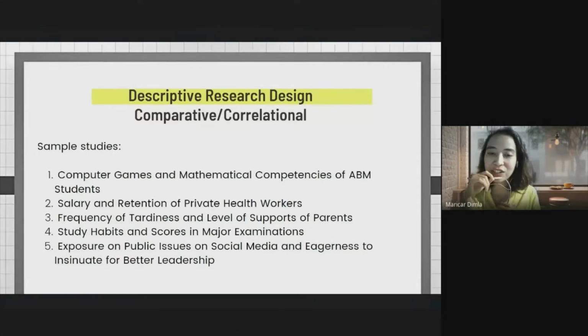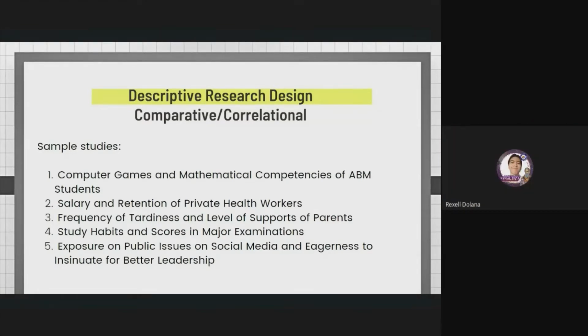A while back, class, on our sample studies, the respondents also functioned as the variable of the study. This time around, class, in the descriptive, comparative, or correlational, distinct na, mas evident na the IV and the DV. Okay, so for your graded recitation, group 1, paki-record which one is the IV and the DV on the sample study number 1. Yes, Rex?